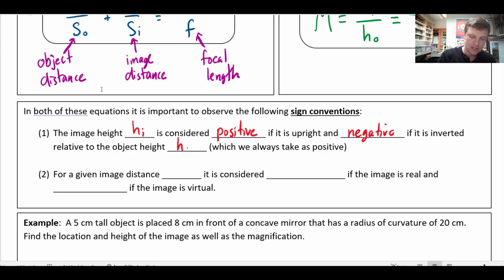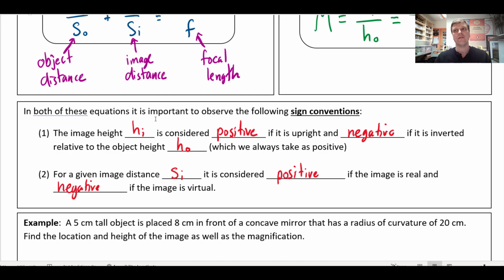And the original object has a height HO, and whatever the height of the object is, we're just always going to assume that that is positive. So if you're inverted relative to that, you're going to be negative, and if you're upright, you're positive. And then for the image distance, the given image distance, which we call SI, it is considered positive if the image is real, and it is considered negative if the image is virtual, okay?